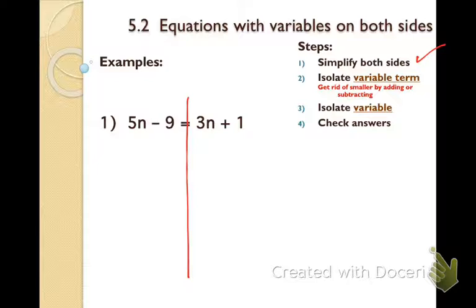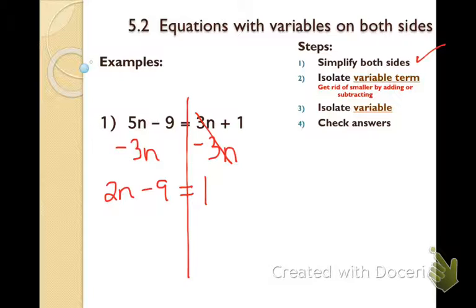Second step, isolate variable term. Well, I can't do that until I have my variables together. So first thing I'm going to do, it says get rid of smaller by adding or subtracting. 3n is the smaller one. To get rid of positive 3n, I subtract 3n. And I still have to do the same thing to both sides. Now what happens is very nice. Those cancel out. I end up with 2n minus 9 equals positive 1.